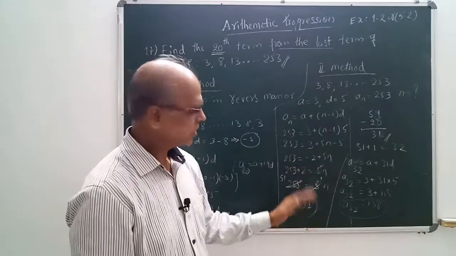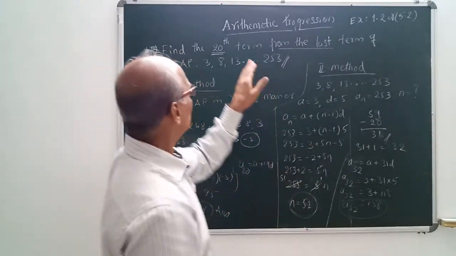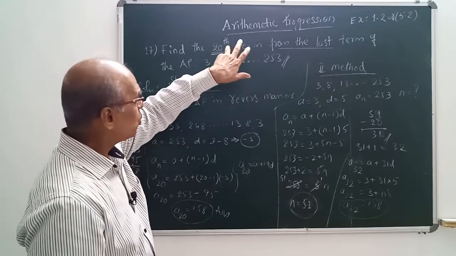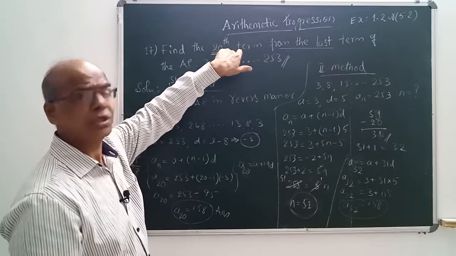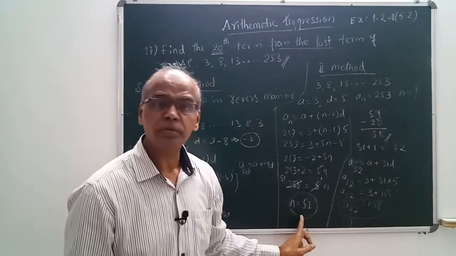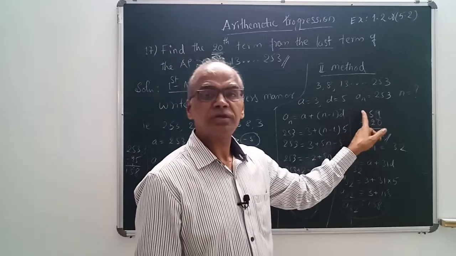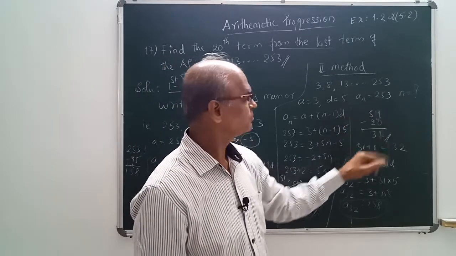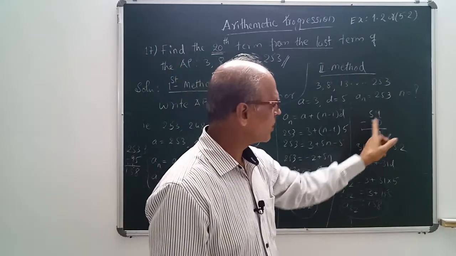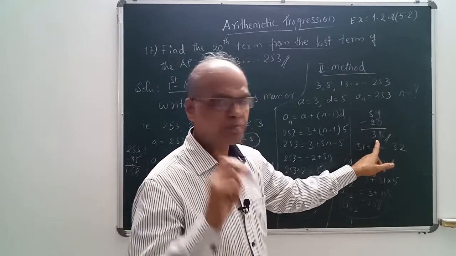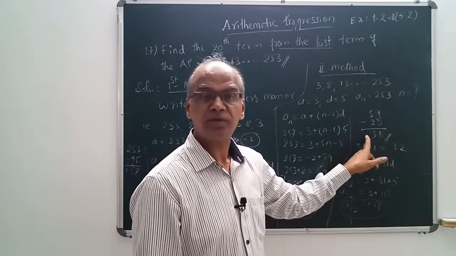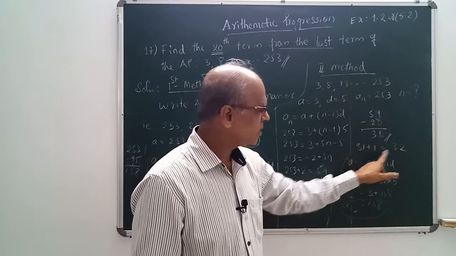This is the first step. Now the second step: they have asked you to find the 20th term from the last. Whatever they have asked in the question, that number you subtract from the number of terms in the AP. The AP consists of 51 terms, which we have found out. They have asked the 20th term, so we subtract 20. That means 51 minus 20 is 31. Remember, you have to add this 1. Don't take it directly as 31. So 31 plus 1 is 32.